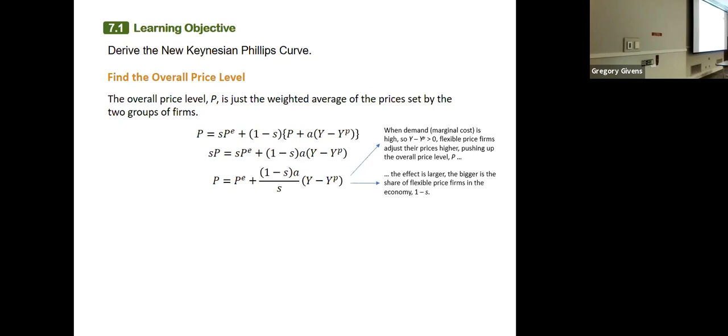I want to be clear about that. The reason why this second term affects the price level is because of the existence of these flexible price firms that can respond quickly to changes in marginal cost and the output gap. The reason why expected inflation is in this equation, however, is because of the existence of these sticky price firms that have to set their prices in advance as just a function of the expected price level.